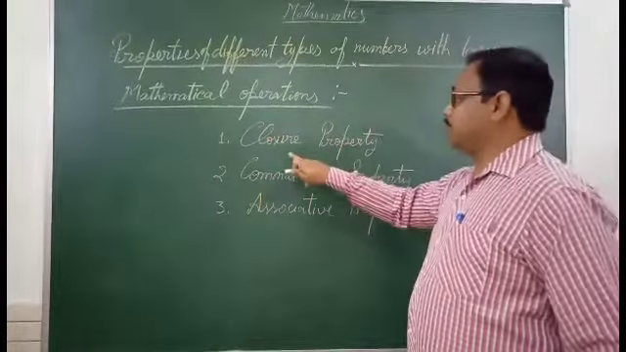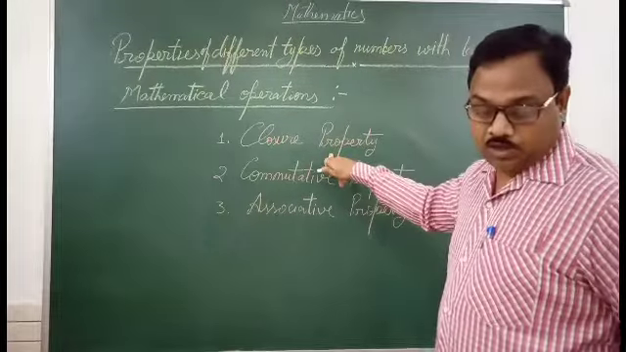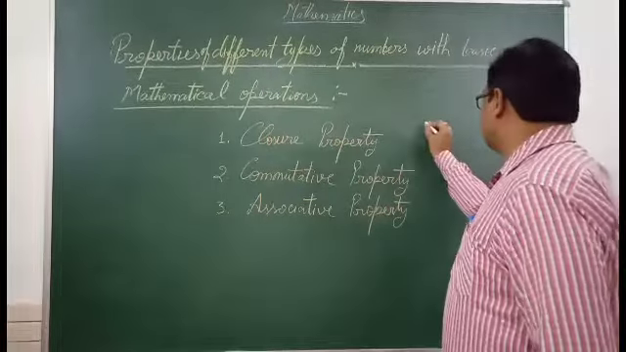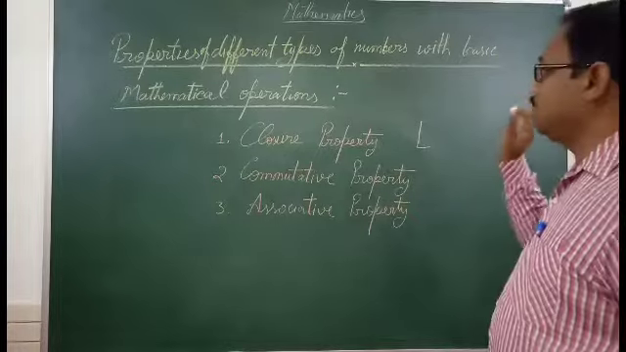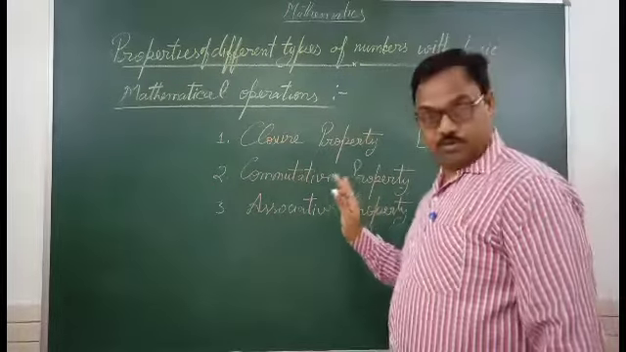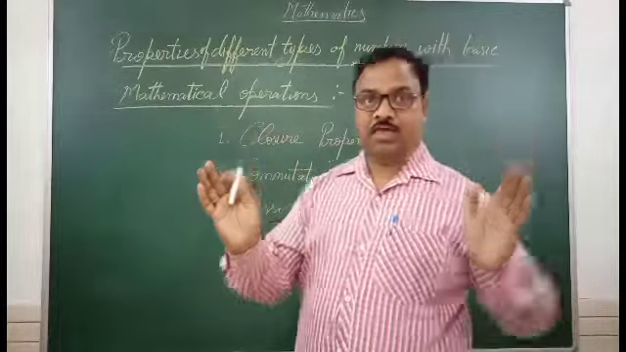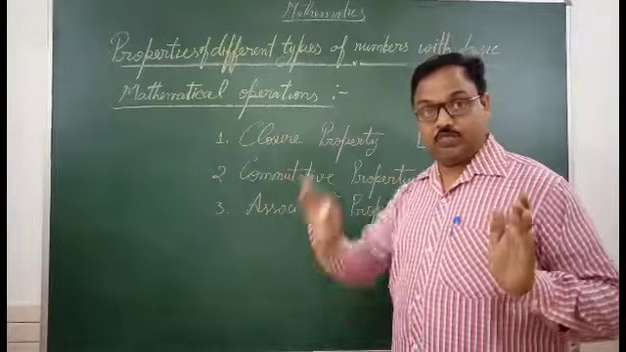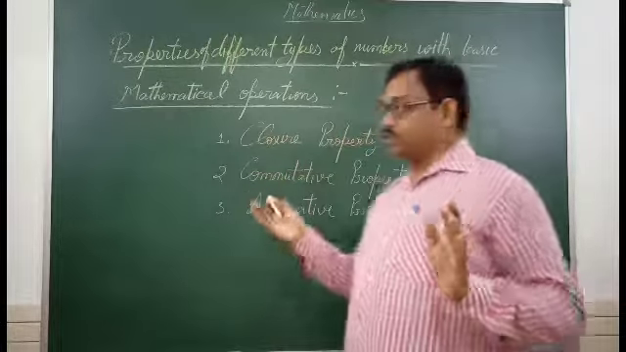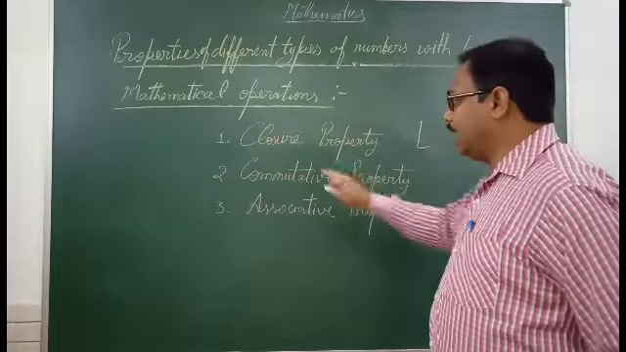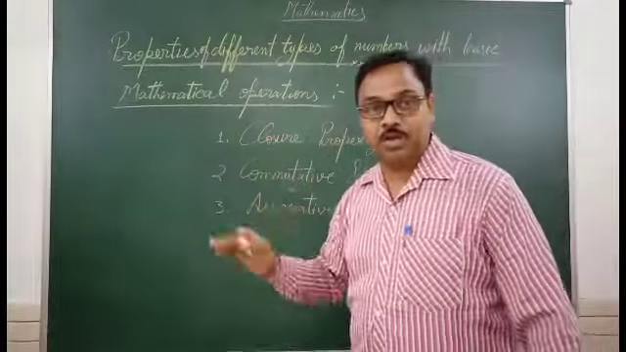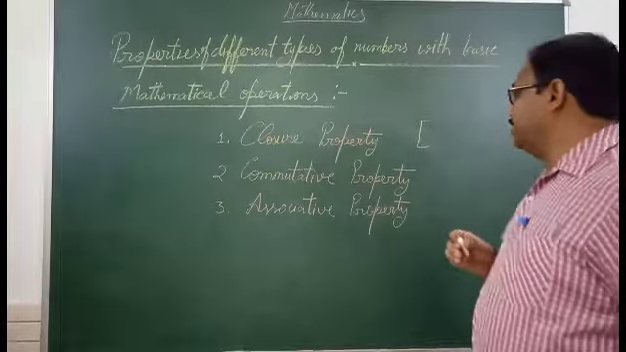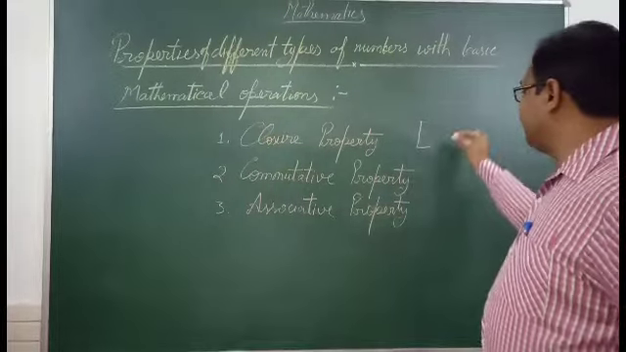So the very first property is closure property. Closure property, you can define as that the numbers are closed under a set under different kinds of mathematical operations. If they are following this, then you can say that these kinds of numbers are closed under addition, under subtraction, under multiplication or division.